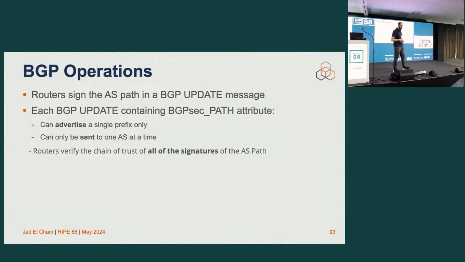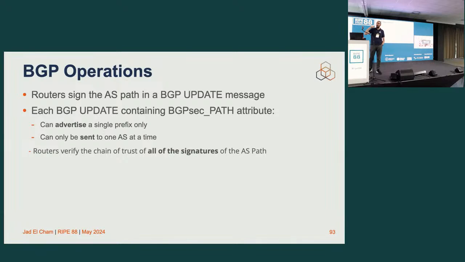So what happens in this case is that the routers are going to sign the AS path in the BGP update message. So not only do we send the AS path, but we will sign it. We will put ourselves in the path and we're going to sign it. So each BGP update message will contain a BGP SEC path attribute that says a specific prefix and can only be sent to one AS at a time.